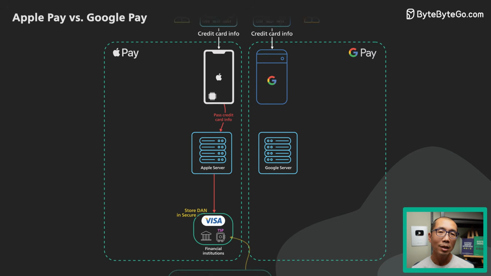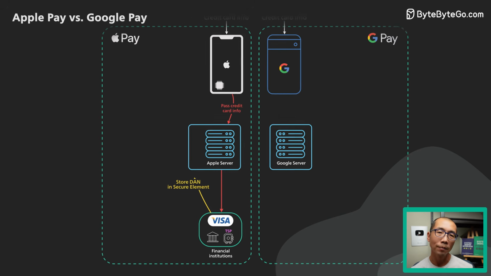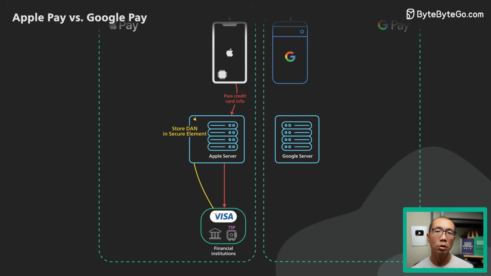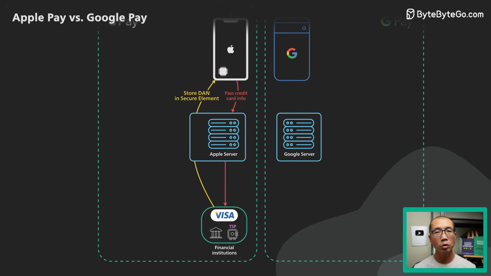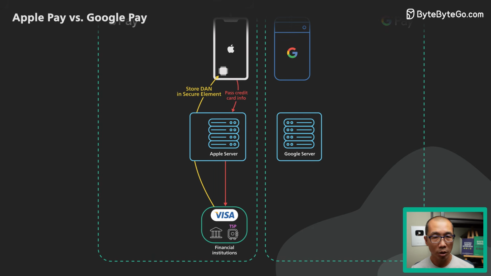The token is then returned to the Apple server, and the Apple server forwards the token to the iPhone where it is stored securely in a special chip called Secure Element. Logically, the Apple server is just a pass-through. It is as if the iPhone directly sent the credit card info to the bank in exchange for the token.